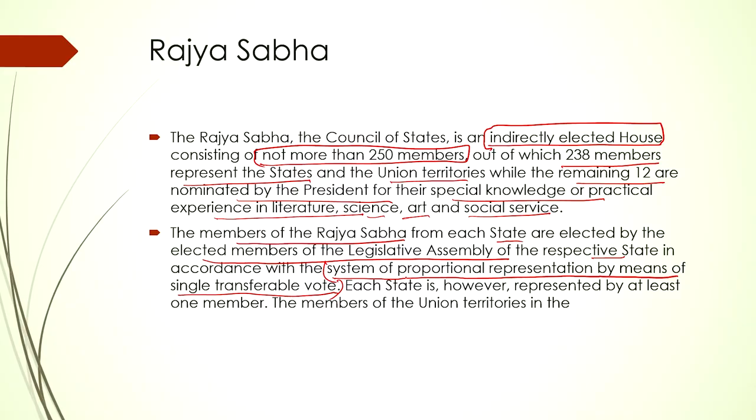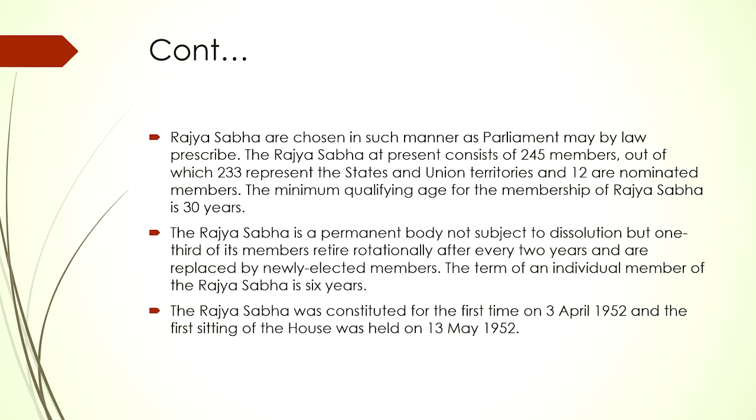Second, the election process of these members is on the basis of proportional representation by means of single transferable vote. Rajya Sabha members are chosen in such a manner as parliament may by law prescribe. The Rajya Sabha at present consists of 245 members, out of which 233 are from states and union territories and 12 are nominated.